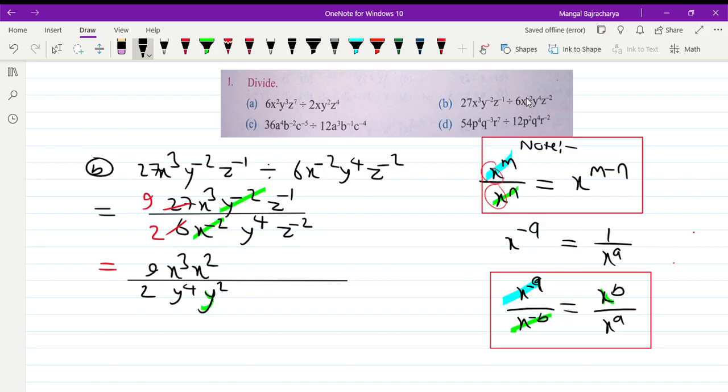And about z, z power minus 1 you see in the numerator. Now we bring it down to turn it into a positive power. And same with z power minus 2, which you see below. Now we turn it into positive by bringing it into the numerator. So this way we can get it done so easily.